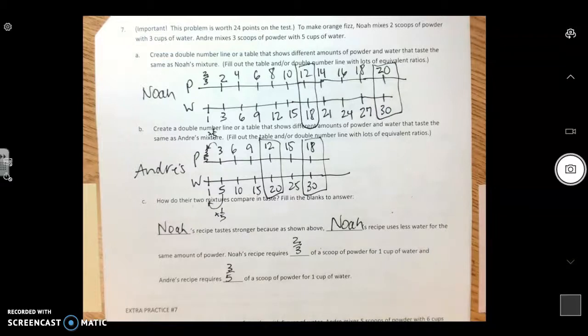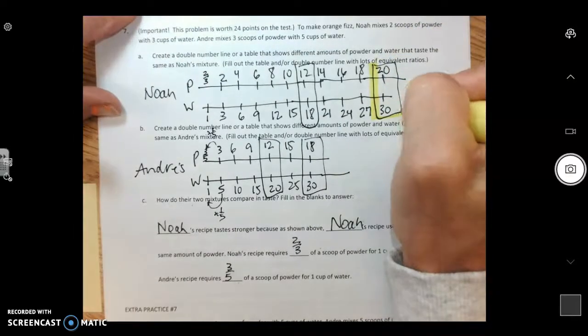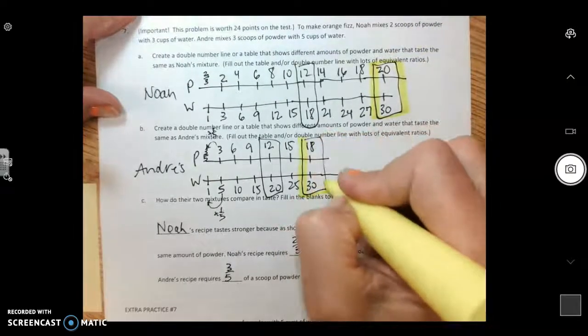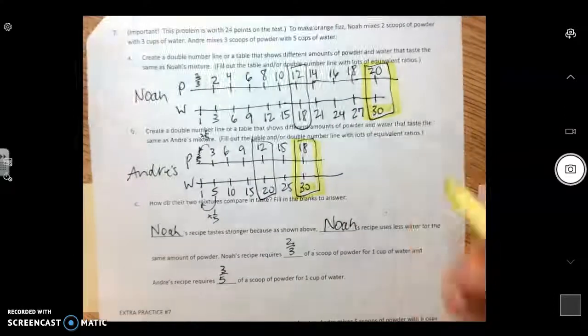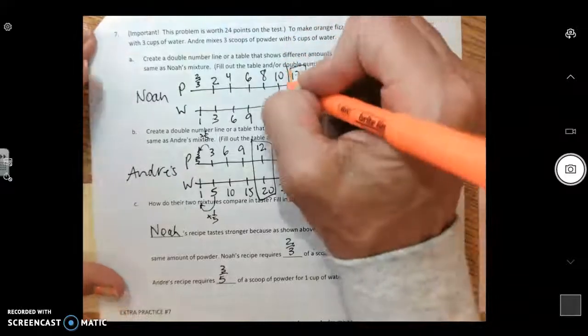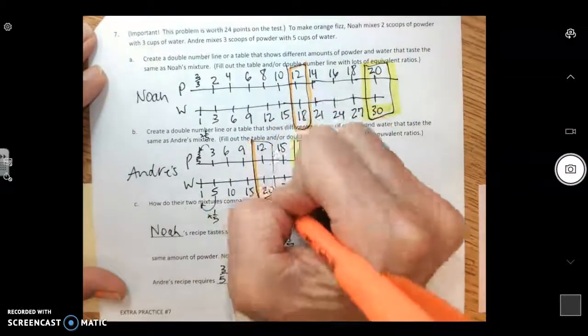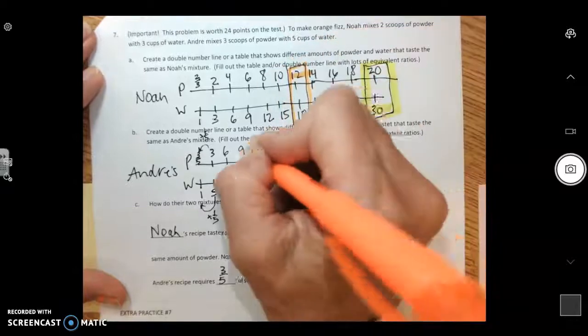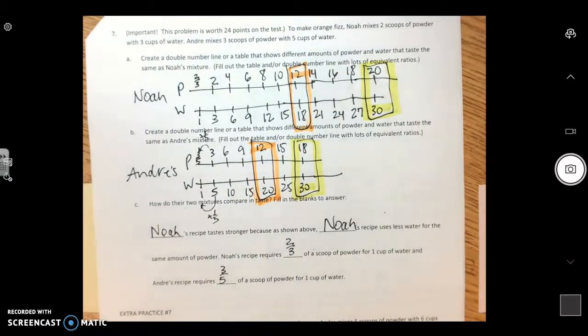So let me get a highlighter so I can show you the 2 parts. So here, just so you can see it one more time, this is where the water is the same, 30 and 30. That's the same. So if those are the same, we compare the scoops of powder. Noah uses 20 scoops of powder, Andre uses 18 scoops of powder. If we want to get the powder the same, so here I'm going to outline it in orange, you can see they both use 12. So the powder's the same, and you can see Noah uses only 18 cups of water, where Andre uses 20 cups of water.